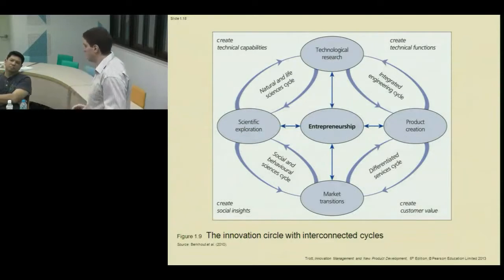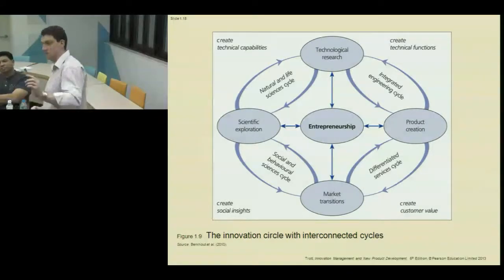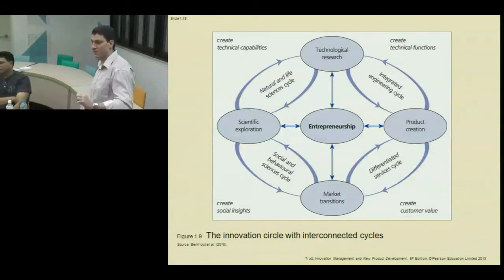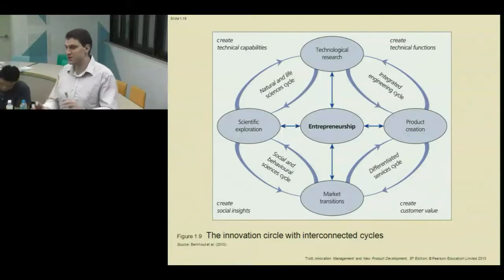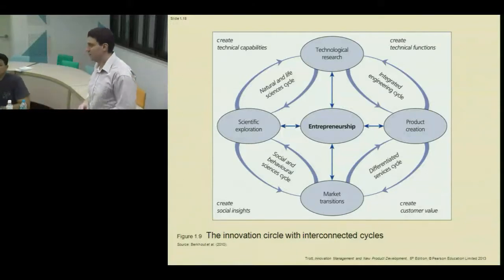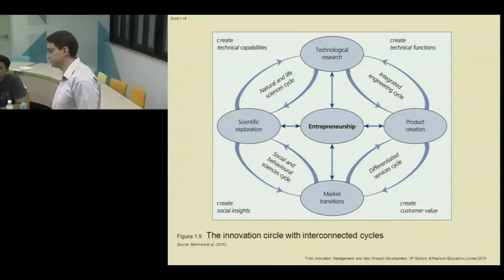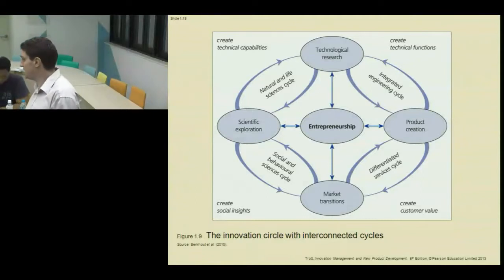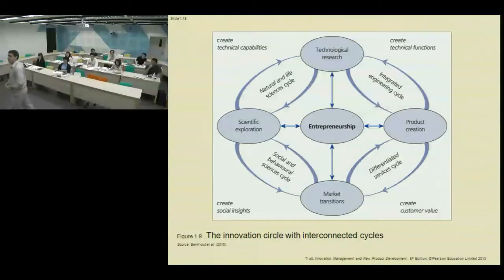That's an important circle. We will use that circle again and again. So we have entrepreneurship in the middle. Okay? We start, let's start with technological research. Technological research leads, let's say, to product creation. Okay? And we have here the integrated engineering circle. Okay? Upright.